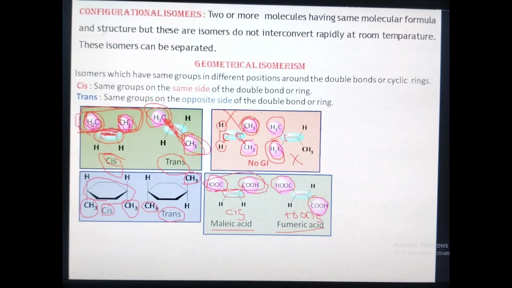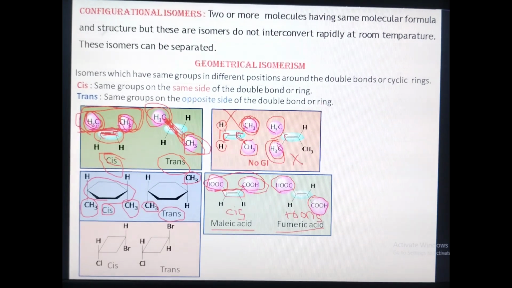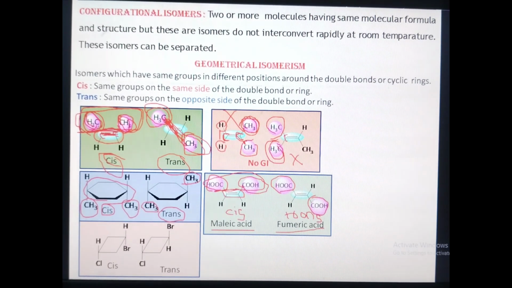Let's see the next example. This is also a ring. The two atoms attached to the double bond or the ring need not be the same; they can be different. Here you can see, to this carbon atom, one atom is hydrogen, another one is chlorine. Here to this carbon atom, one is hydrogen, another one is bromine. When these two hydrogens are on the same side, hence it is cis.